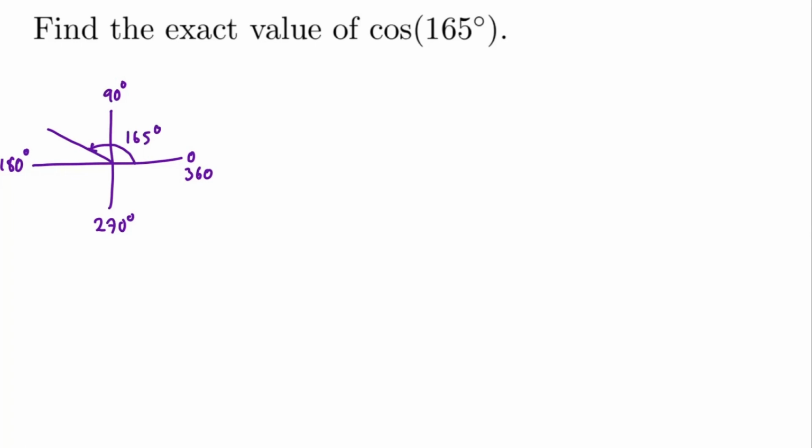So we need to find the reference angle. The reference angle here is this one. How do we compute that? Well, since we know that this is 180, if I just take away 165, we get the reference. So the reference angle for 165 would be 180 degrees minus 165 degrees. Once you do the subtraction, you'll get 15 degrees. So that's the reference.